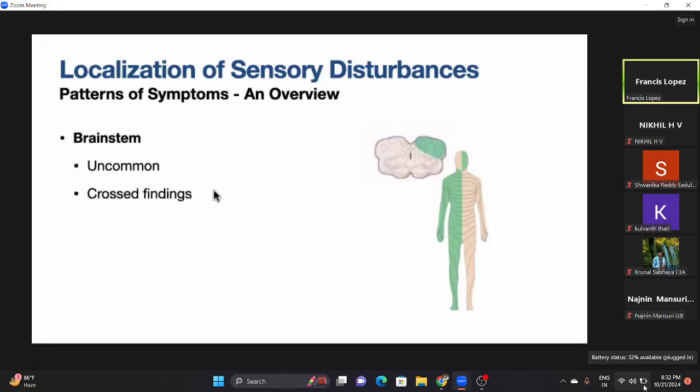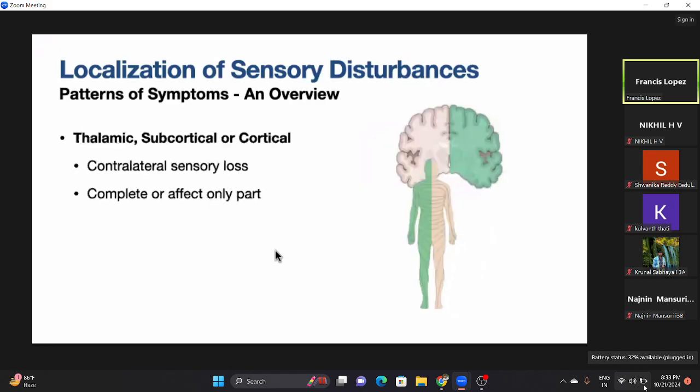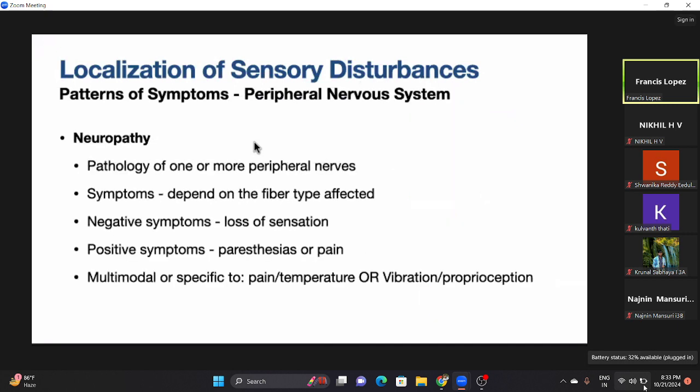Brainstem lesions are uncommon, but they usually have a crossed finding: ipsilaterally located in the face, while contralaterally in the body. This is far different from a thalamic, subcortical, or cortical lesion, wherein there is complete contralateral sensory loss affecting the contralateral part. Okay, so those are the different patterns of symptoms. Don't worry, this is just an overview. Later, we will be discussing the different patterns of weakness. Patterns of sensory disturbances.